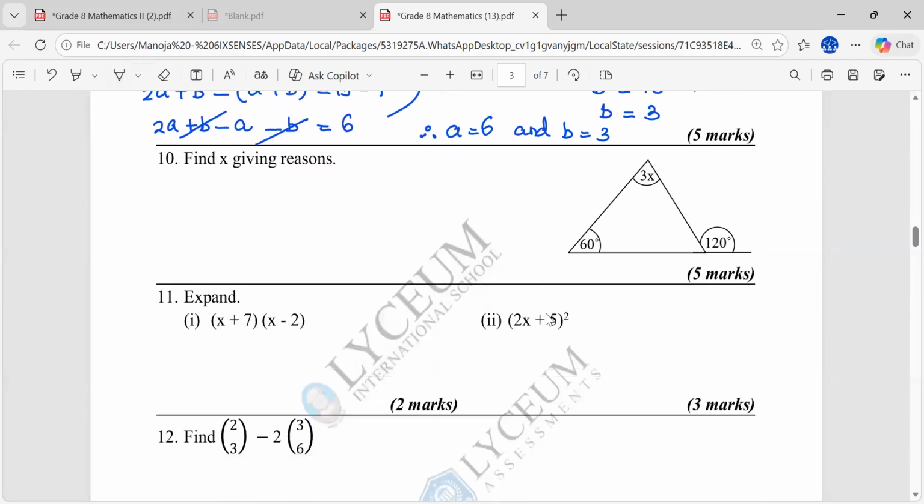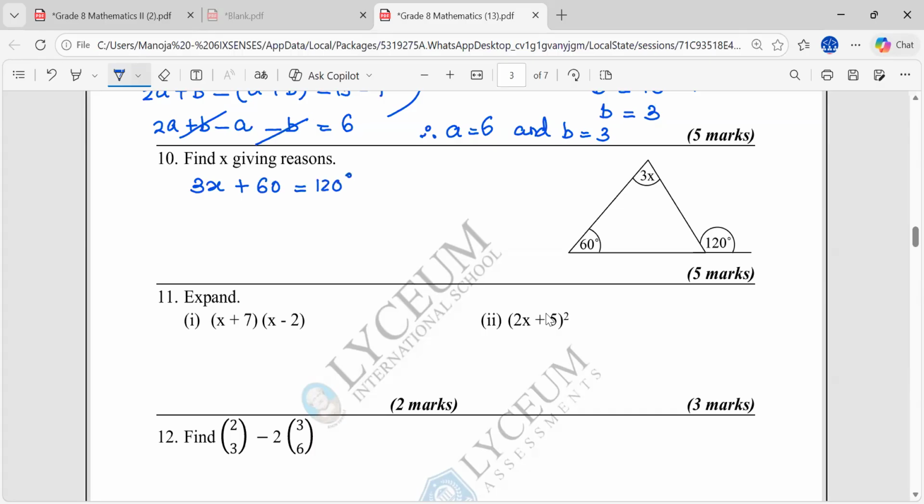Find x, giving reasons. Here we discussed a little while ago that in a cyclic quadrilateral, the exterior angle is equal to the interior opposite angle. Similar to that, in a triangle, the exterior angle is equal to the sum of the interior opposite angles. So then 3x plus 60 is equal to 120. We can keep 3x here and 120 minus 60, right? Always remember to use the degree sign. Then 3x is equal to 60 and x is equal to 10.